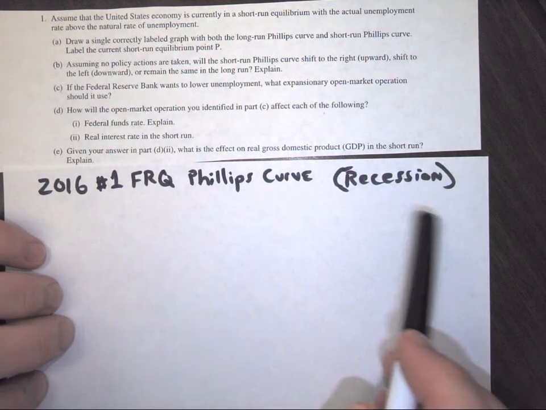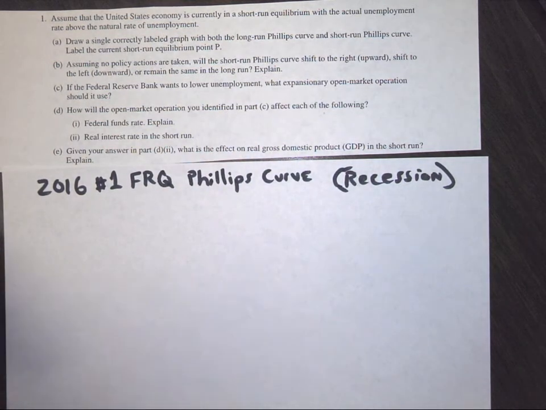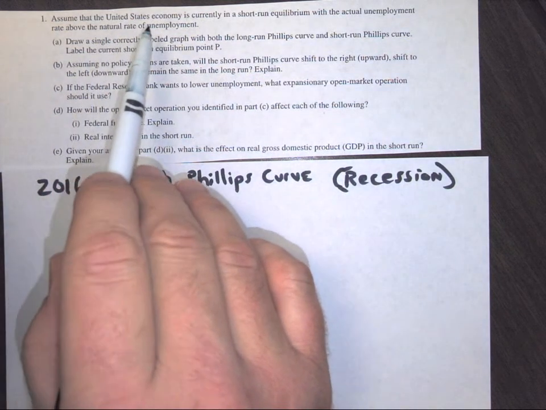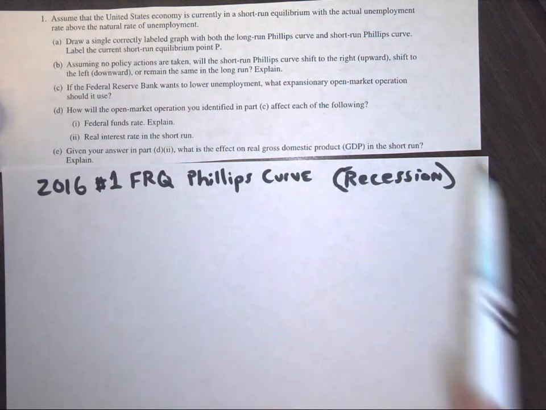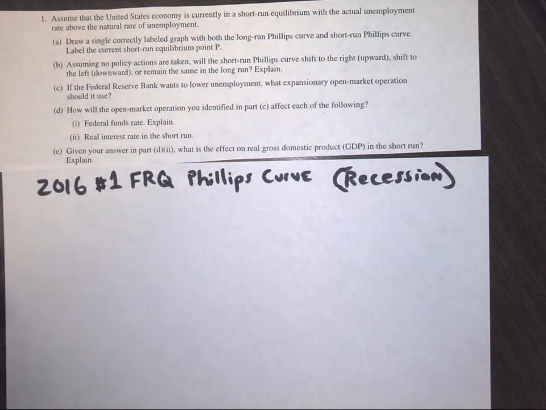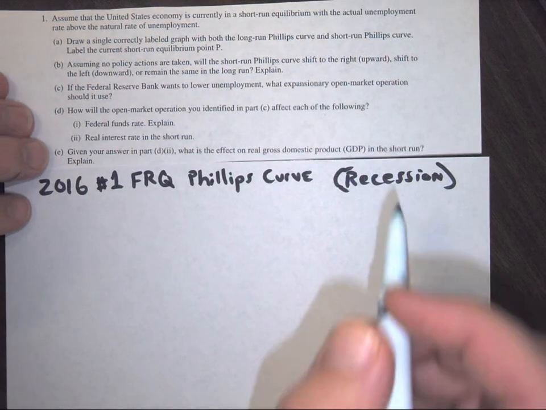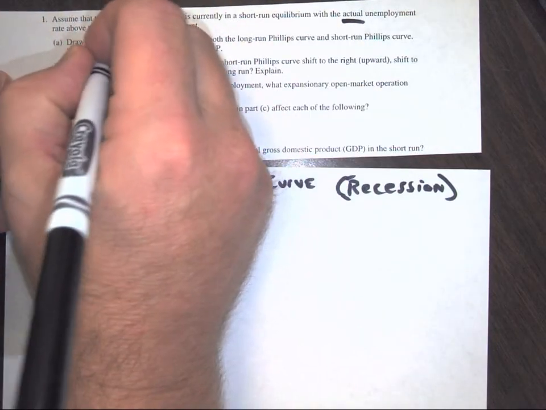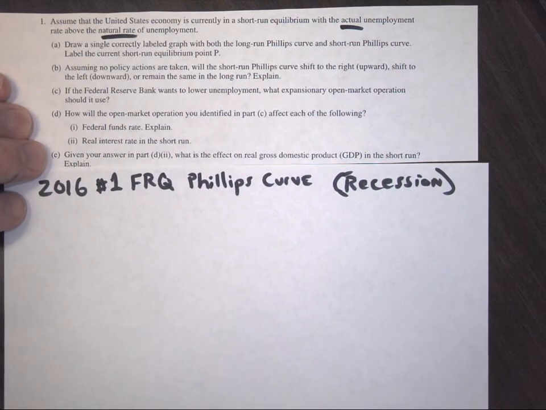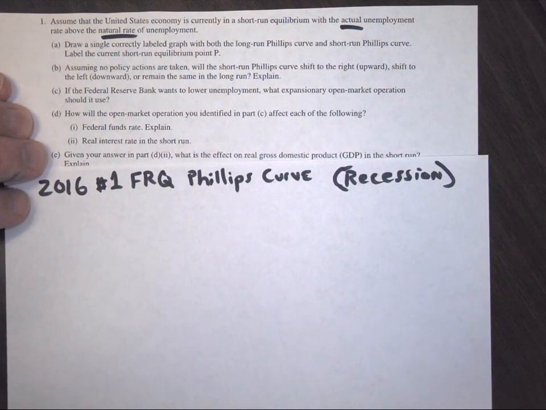It doesn't tell you it's a recession. We're going to figure that out as we go. But let's start with our question. Okay. Assume the U.S. economy is currently in a short-run equilibrium with actual unemployment above the natural rate. So actual and natural. You've seen this a couple times in the last couple of lessons. You just have to understand the same formula.